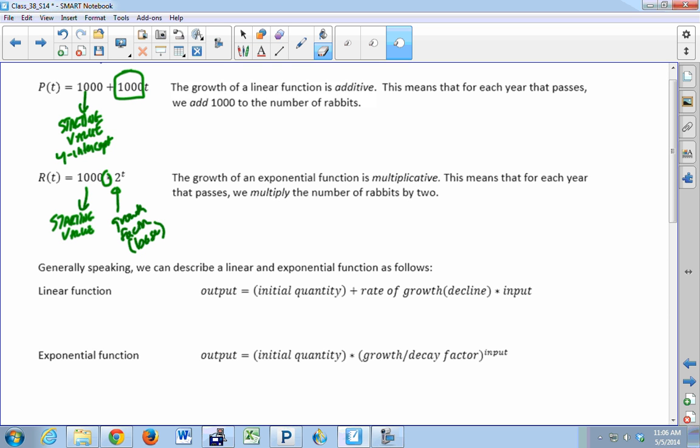Okay. So generally speaking, we can describe any linear function or any exponential function. We have an output. The output will always be our initial quantity, whatever that initial quantity is. If you want to think about this case, it's 1,000 rabbits. With a linear function, it's the rate of growth. It's the rate of growth in the rabbit population. Sometimes that rate, if we have a negative slope, would be a rate of decline, times your input, the number of years. An exponential function can always be written as an output is your initial quantity times your growth or decay factor. Now your independent variable is your exponent.